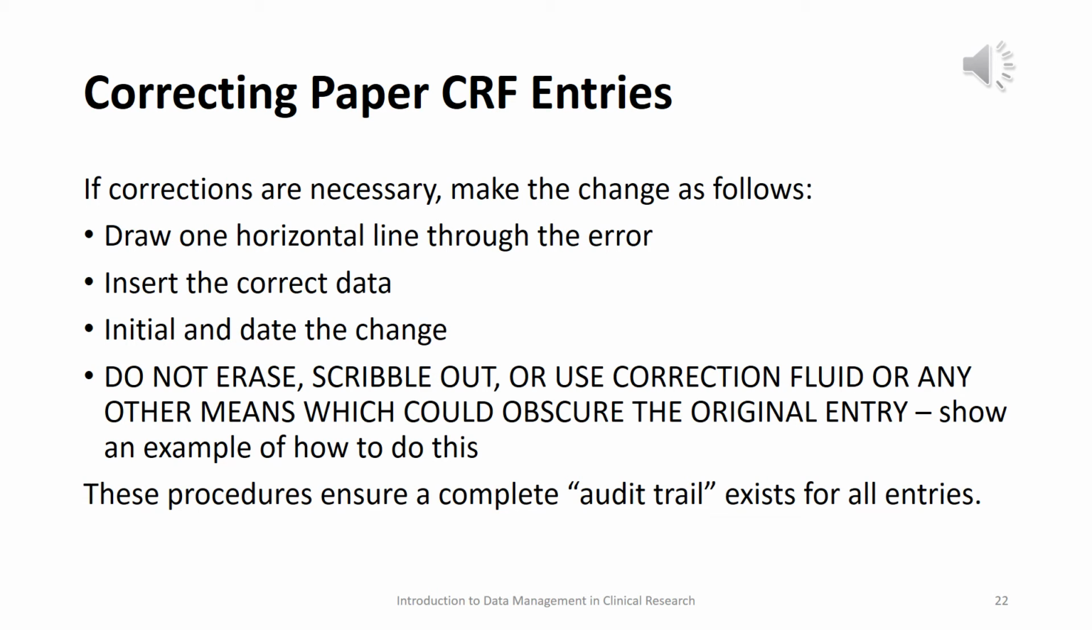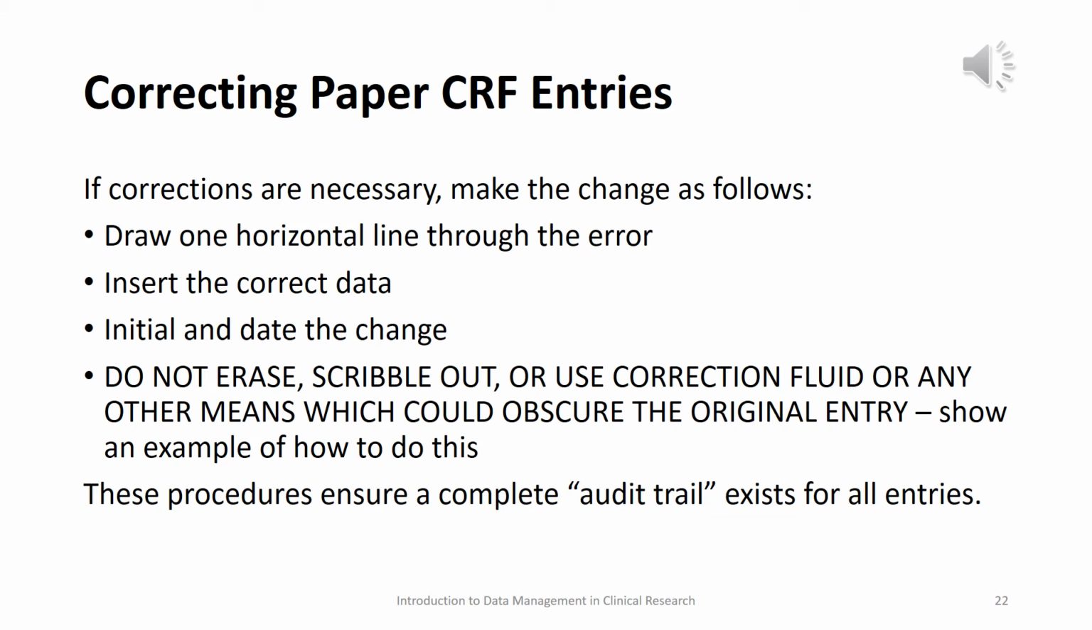So if we're correcting mistakes made to a paper CRF, we want to see if we can do the following items. We want to draw one horizontal line through the error, and then insert the correct data, and then we'll initial and date the change. That way everyone will know when that change was made and who made it.